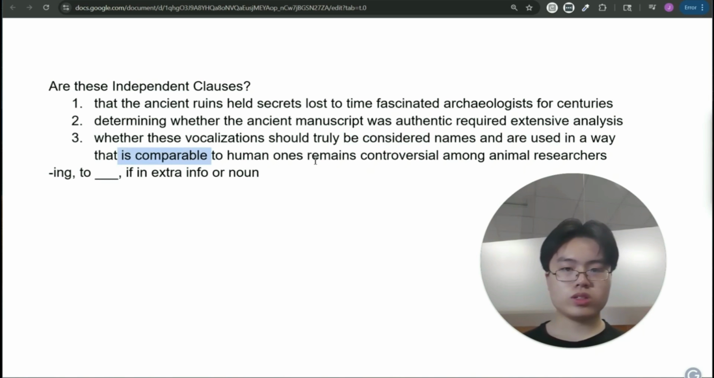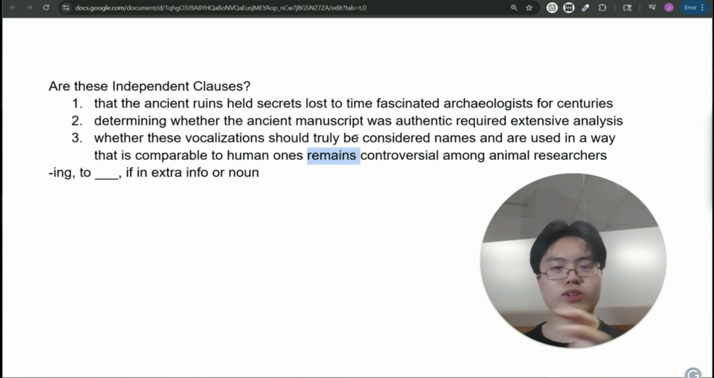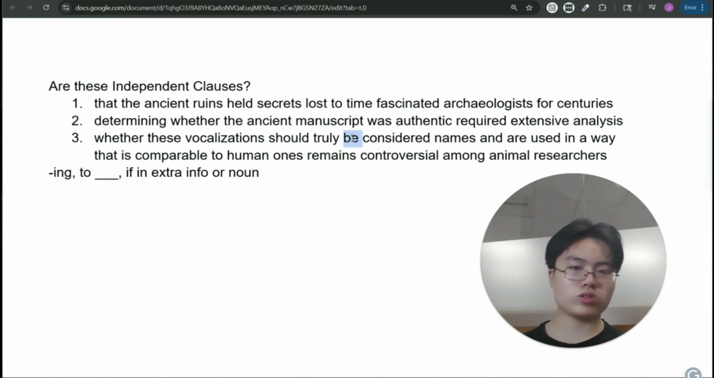The humans ones remains, that's another verb. So there's four verbs in here. Hopefully you got four. If you couldn't do that, then you need to be able to identify verbs. I think the tricky ones are is, was, were, be, those. If you can recognize those as verbs, I think it'd be fine. Everything else is very self-explanatory. Obviously remains is a verb.